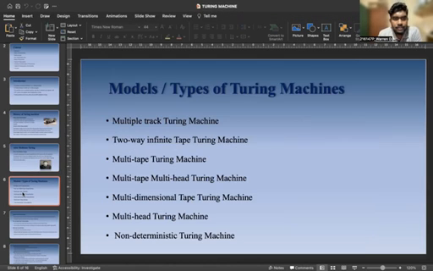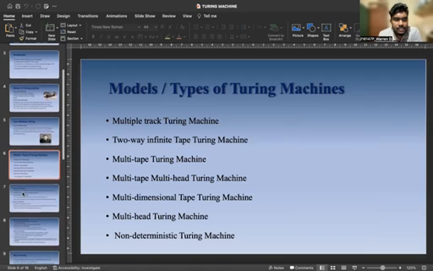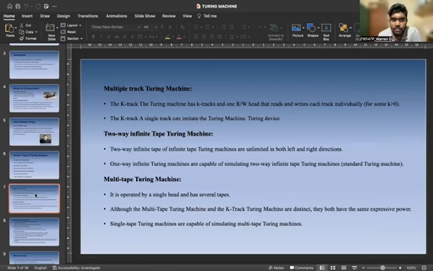Okay, now we can see the models and types of Turing machine. According to the notes, there are 7 types of Turing machine. You can see multiple track, two-way infinite tape, multi-tape, multi-tape multi-head, multi-dimensional, multi-head, and non-deterministic Turing machine. Let's have a closer look.